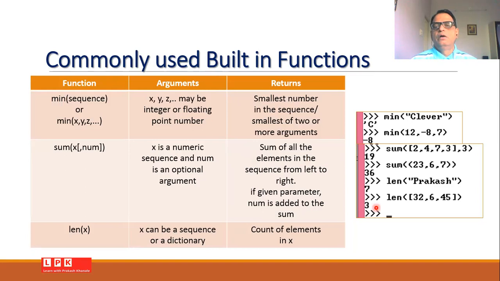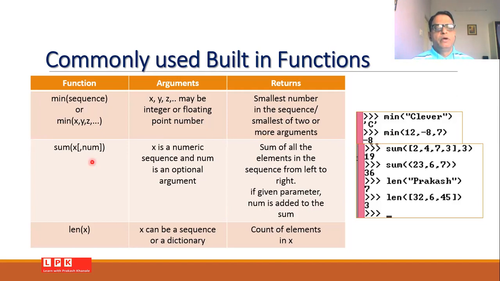So these are certain most commonly used built-in functions in the Python programming language. We have minimum of sequence or minimum of x, y, z, where x, y, z may be integers or floating point numbers. This function will give us the smallest number in the sequence or the smallest of the two or more arguments. Say, for example, if I write min of "clever", then I will get the value c. If I write the function min of 12, -8, 7, then I will get the value -8.